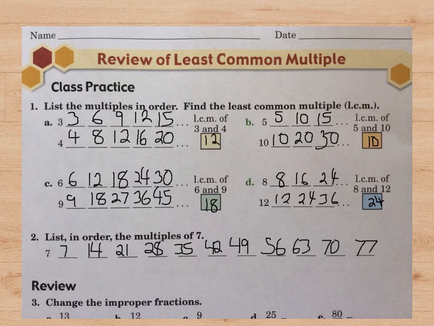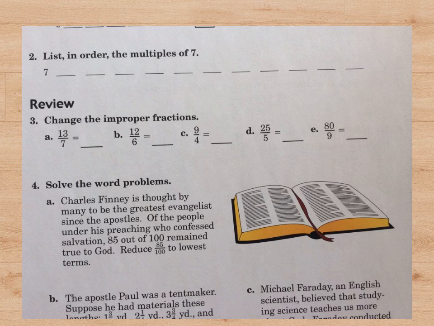All right, number 3 tells us to change the improper fractions. We have 13 over 7, and so what we need to do is figure out how many times 7 goes into 13. 7 goes into 13 one time, with how many left over? 6. Over, and since there's a 7 on bottom, you keep that on the bottom. So you get 1 6/7.